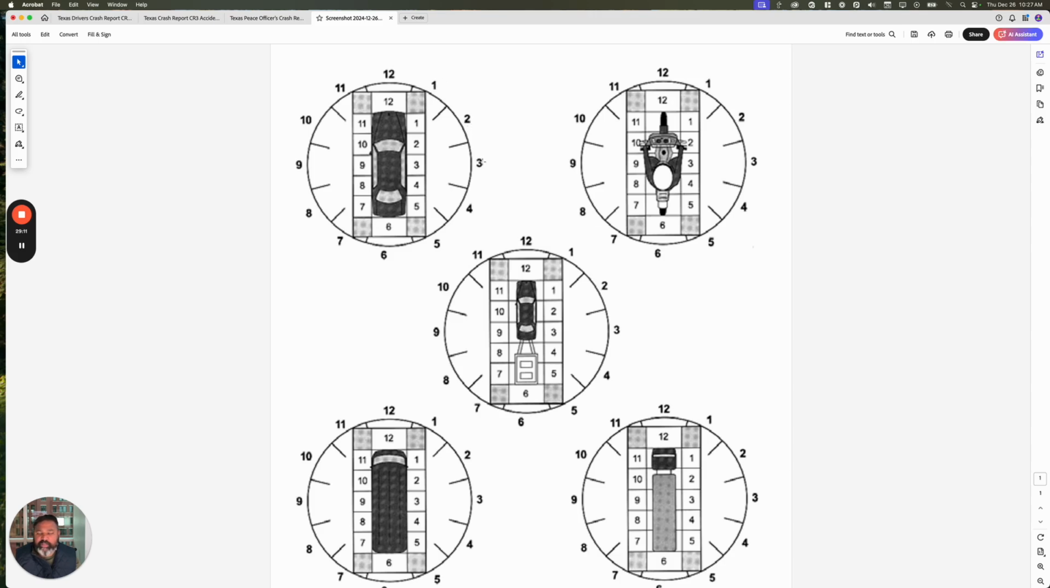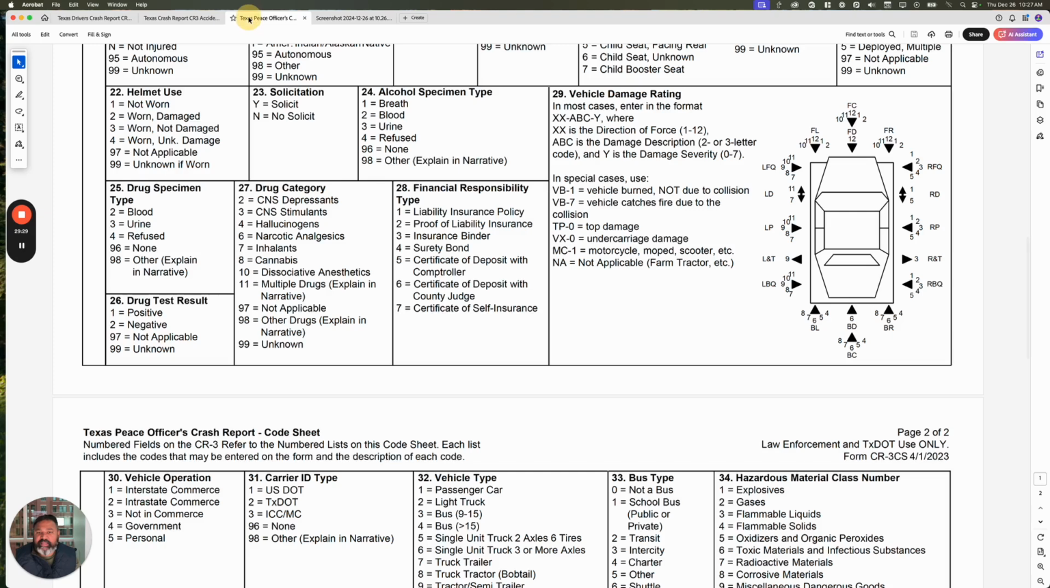And so you're going to go down, you're going to see an impact that is coming from the center passenger side is going to be a 3, a rear is a 6. The center of the driver's side could be a 9, but that first 1 or 2 digit number before the dash is referring to that direction of force.